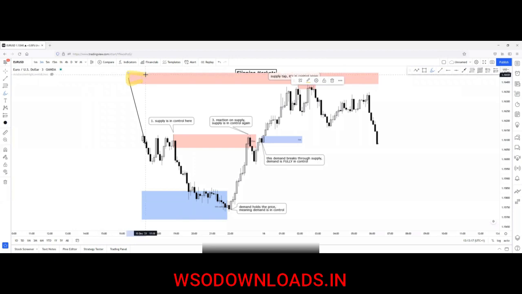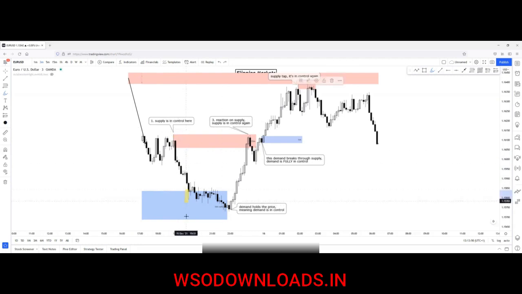We have a supply zone up here because, let's say, it broke structure to the downside with this inefficient movement. After the structure-breaking movement, price did a pullback and created liquidity here, which is double bottoms. After this, price broke structure to the downside with this inefficient push, as you can see. So we have all three criteria in order to form a valid supply zone. First criteria, price swept liquidity. Second, it broke structure. Third, it created an inefficient move. So we have a valid supply zone, which means supply is in control.